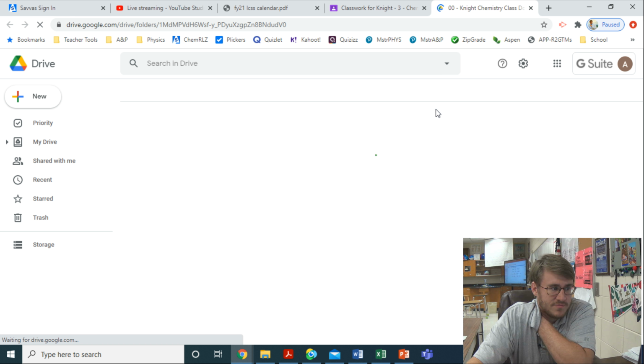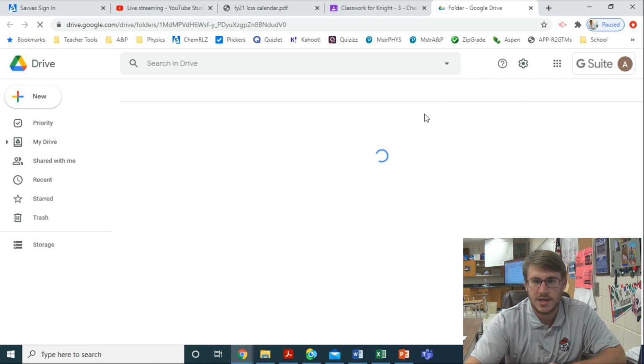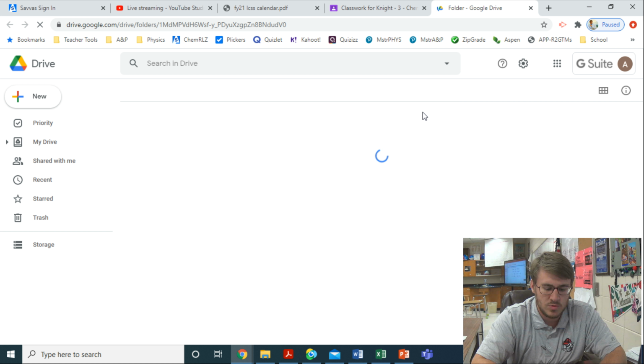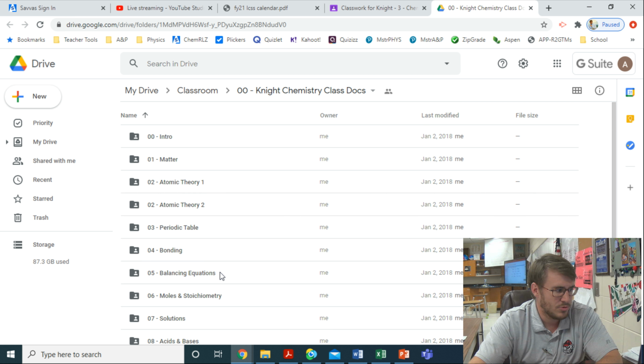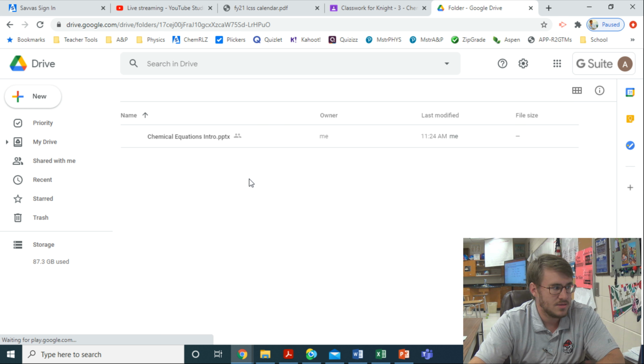It says basically the first 10 slides, or slide 2 through 10, cover some things, a remediation type thing. It's quite comprehensive, but I'm not big on that content. So anyway, it'll bring you to this. We're in the Balancing Equations folder, and those slides are Chemical Equations Intro. I updated it today, so it's good.